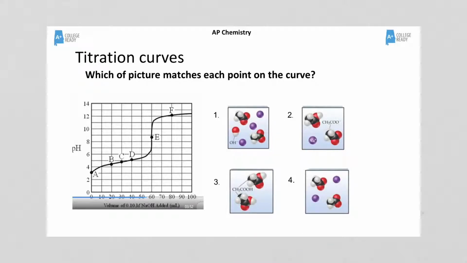Okay, so then we get to this other titration curve. Notice we can tell from the beginning this is a weak acid. If we look at the pictures, we can see CH3COOH, which is acetic acid. You have to watch these closely. Notice that red oxygen that has a hydrogen attached here and here. That is the acidic hydrogen.